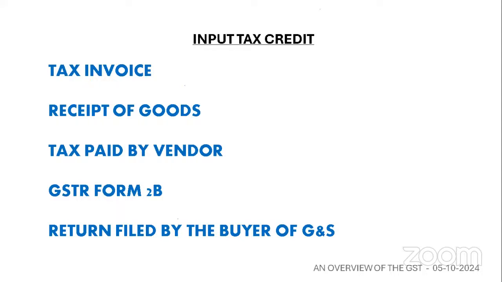Same way, if you buy the goods or services, you should have the original document called a tax invoice. Number two, the goods or services mentioned in the tax invoice should have been received by you. So the first condition is you should have an original tax invoice. Number two, you should have received the goods and services. It is with you. Then the tax charged in the purchase bill has been paid by that vendor to the government.